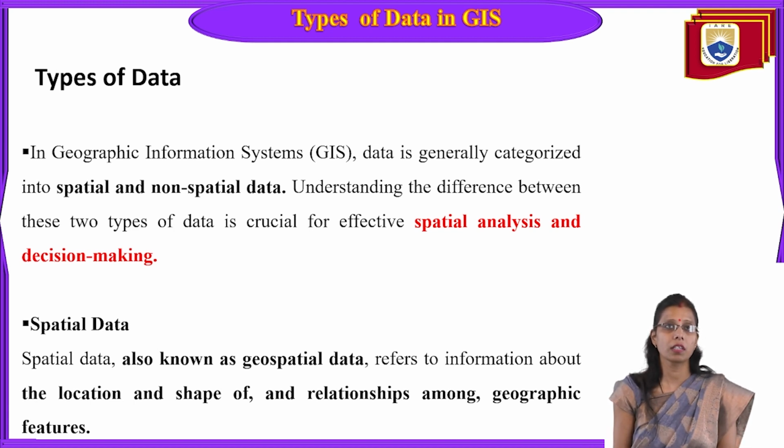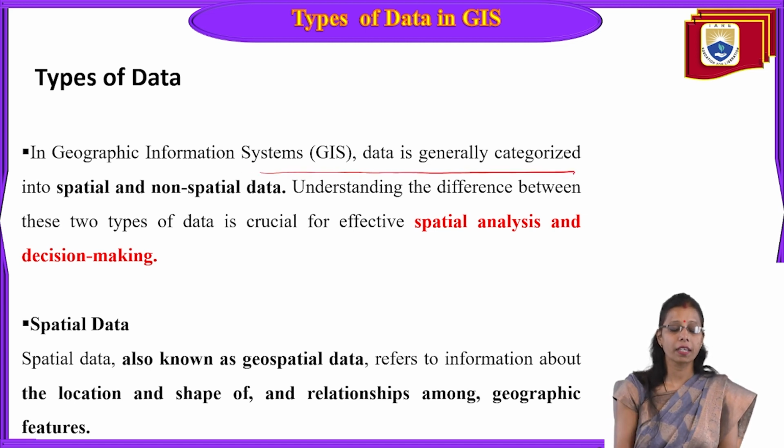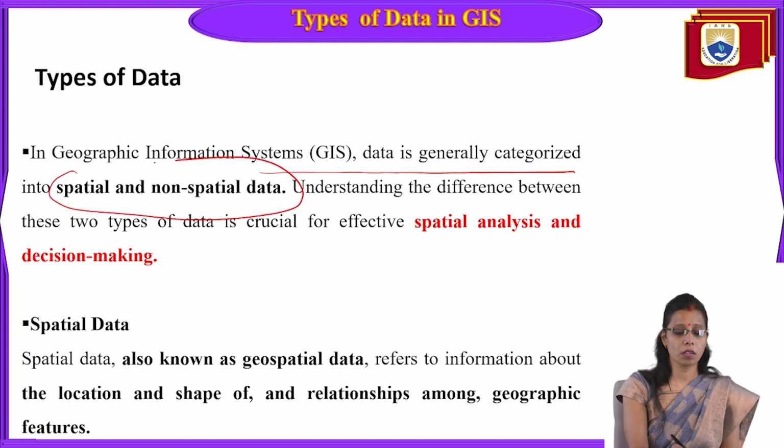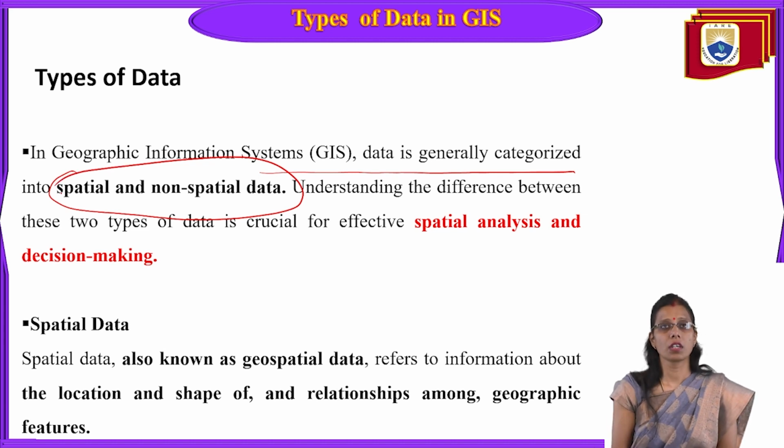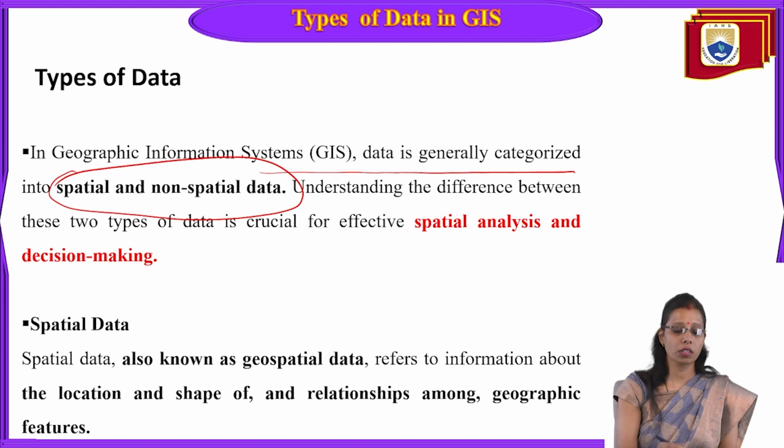GIS is basically a geographical information system, or we generally call it a geographic information system. That means the information of the Earth's surface is provided by this setup called GIS. So it gives us the geographical information which is present on the Earth's surface. It displays in the system with a setup of hardware and software. GIS data is generally categorized into spatial and non-spatial. Whenever we work with GIS, we always come across these two types of data called spatial and non-spatial.